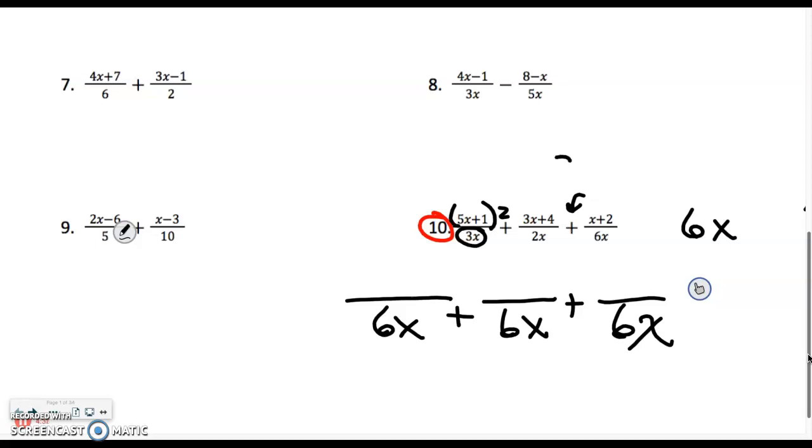What does this next one need right here? It has a 2, it needs a 3. So lock and load it and put the 3 out there. This one doesn't need anything. It has an entire 6x, so that one I don't mess with.